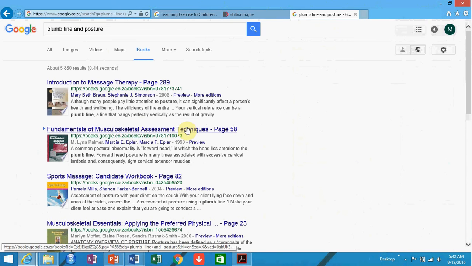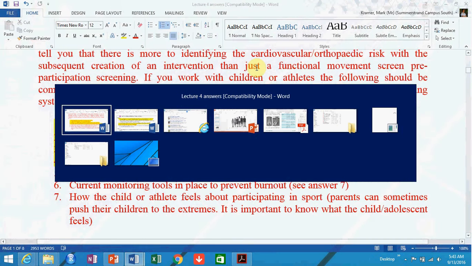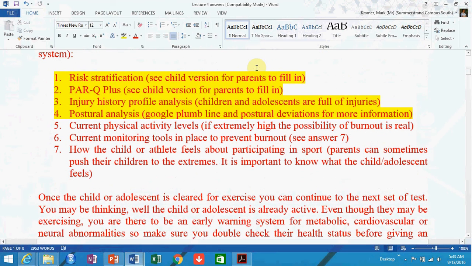Fundamentals of Musculoskeletal Assessment, and they talk about the plumb line and actually giving corrective training exercises for your musculoskeletal disorders. So again, make sure that you have a look at that. For the purpose of this module, just knowing the basics, but for those of you working with this specific population group in the future, it's important that you know how to conduct a postural analysis. Okay, current physical activity levels, important to know. So again, all of this being done before you actually even get into doing any assessments.